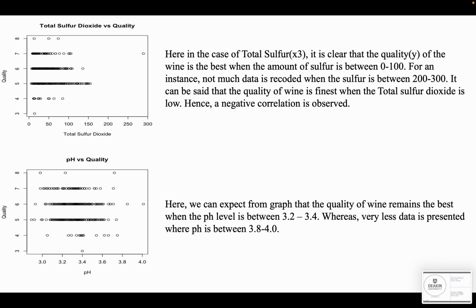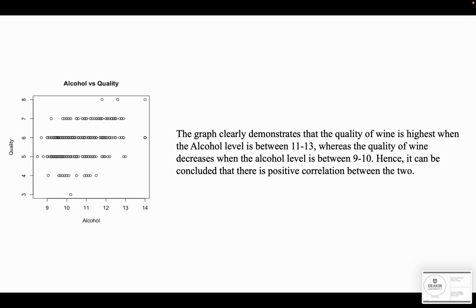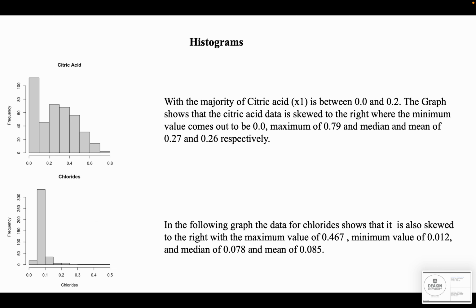And here is the scatter plot for pH. It is observed that the quality of wine remains best when the pH level is between 3.2 to 3.4, and it is also noted that very little data is presented between 3.8 to 4.0. Moving to the last, alcohol, it is clear that the quality of wine remains highest when the alcohol is highest, and hence there is a positive relation between the two.